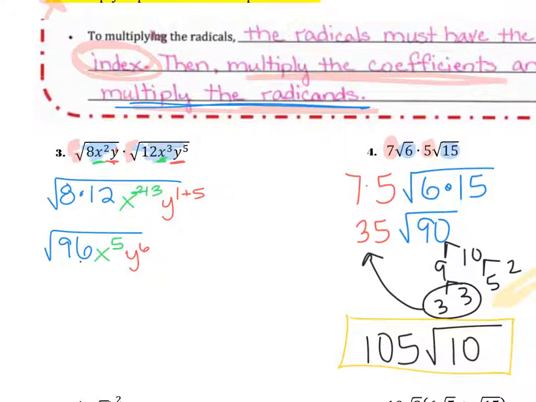I'm going to break that 96 down and find some pairs. First, maybe start with 12 times 8. It's a good starting point. 12 is made up of 4 times 3.